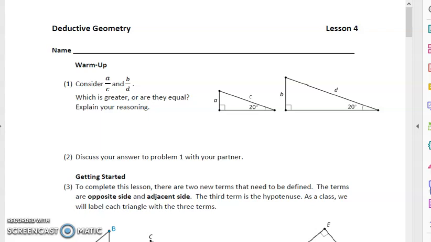So starting with problem number 1. And again, if you don't have a partner, please pair up with somebody, again, groups of 2, not to have 3s.